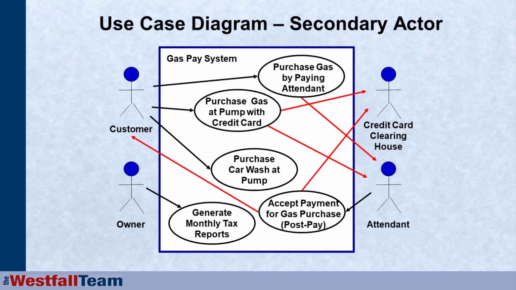For purchasing the gas at the pump with the credit card, both the credit card clearinghouse and the attendant may be secondary actors in that use case. Now, generating the monthly reports, notice there is no secondary actor. The owner is the only actor involved in that use case.